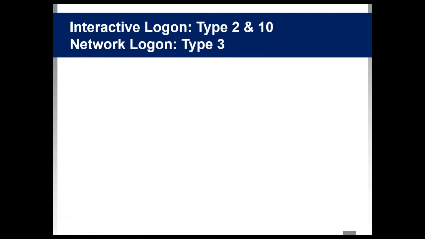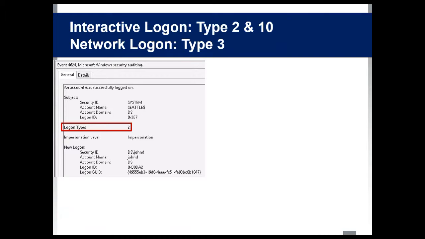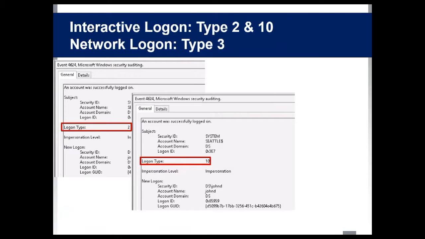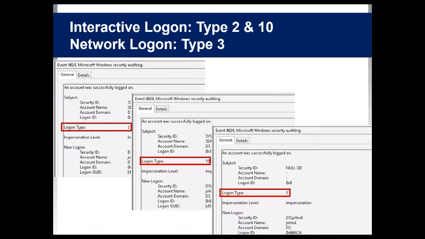So let's look at a few examples of this, just focusing here on two of the ones that are of concern. Type 2, this is an example of a type 2 logon, and so this was somebody logging on at the console of this workstation. Here is a type 10 logon that was remote interactive, so this is more of an RDP, remote desktop type connection. And then finally, this is what we want to look for in our privileged accounts, that they're specifically and only doing a logon type 3.